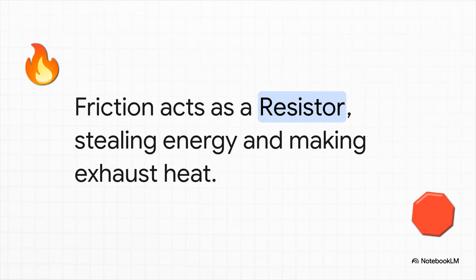To make this abstract concept of a resistor a bit more of a physical reality, look directly at friction. Friction equals exhaust heat. Try this. If you rub your hands together really fast right now, what happens? You are acting as a flow source, using your muscles to input mechanical energy. But your hands heat up, right? That friction is acting as a resistor. It's literally stealing a portion of your mechanical energy and laundering it away into exhaust heat. It is a perfect, everyday visualization of exactly how energy gets stolen from a useful process.